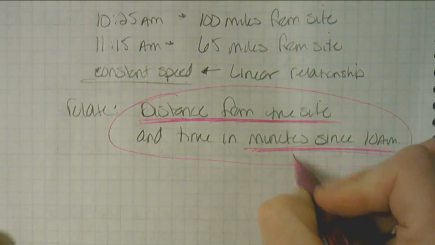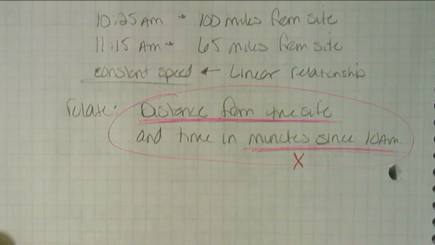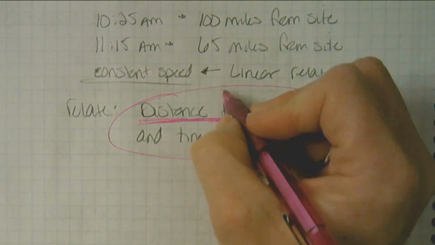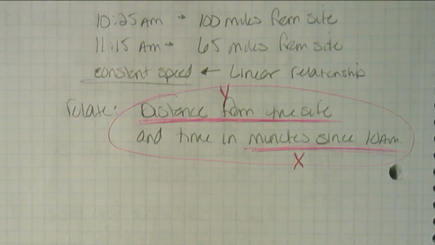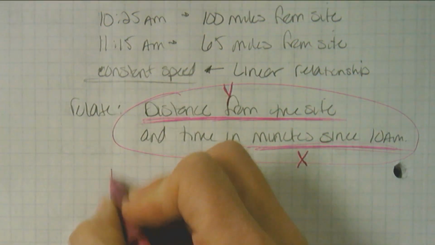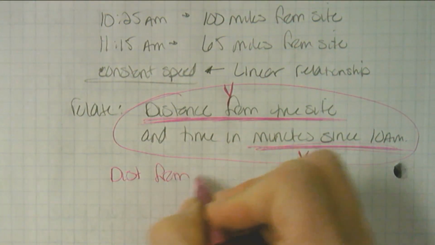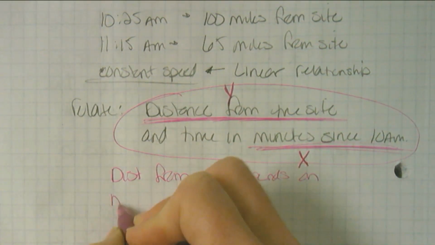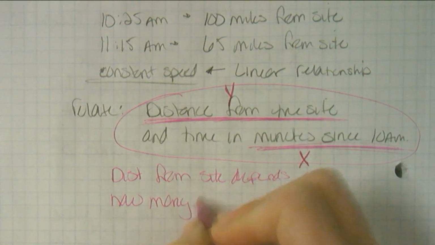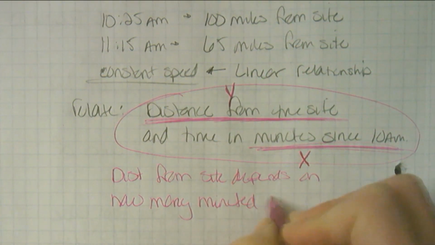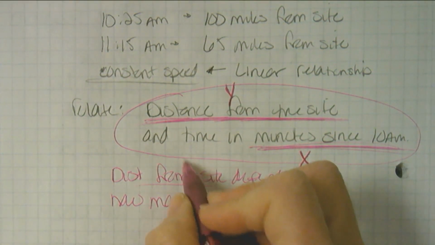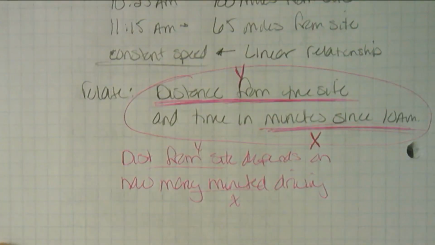Well, then the number of minutes since 10 a.m. has to be my x, because that's what's changing. And my distance from the site depends on how many minutes I've been driving. So that has to be my y. All right, and I know that, so I'm going to say distance from site depends on how many minutes I've been driving. That's why the distance from the site is y, the number of minutes driving is x.